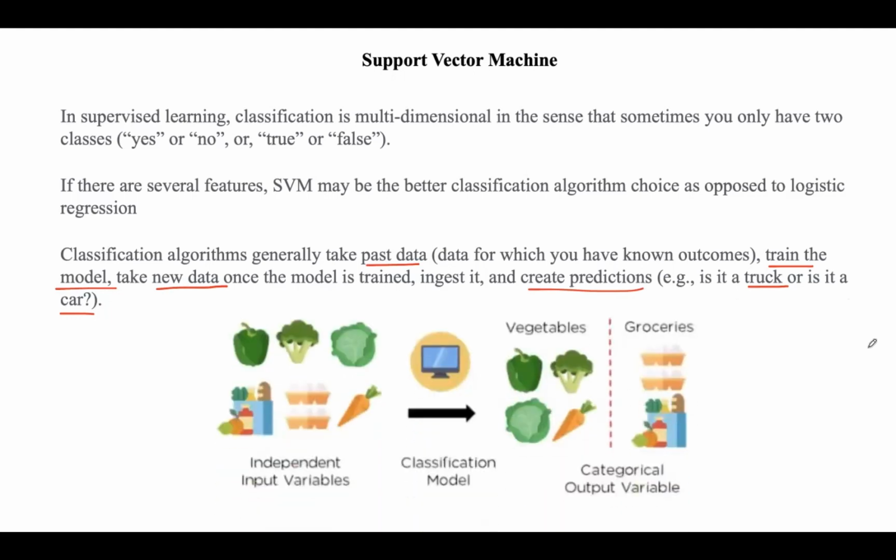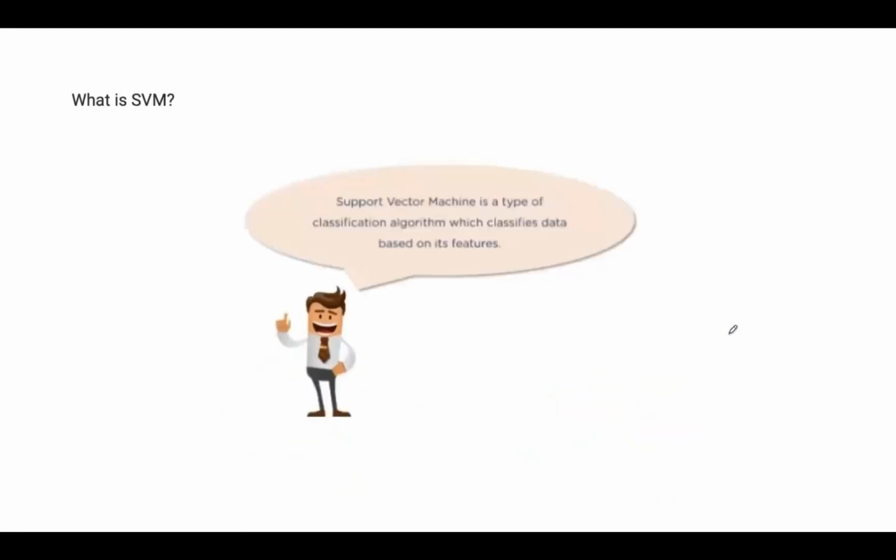Similarly, in this example the dataset contains a collection of vegetables as well as groceries. By using this classification model, we can classify them into two different categories: one is vegetables and the second is groceries. SVM is a type of classification algorithm which mainly classifies data based on its features. SVM will classify any new element into one of the two classes.